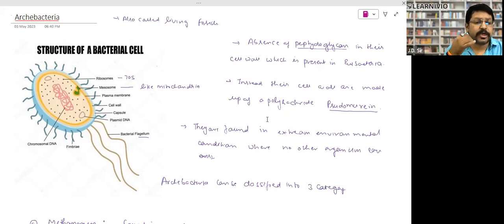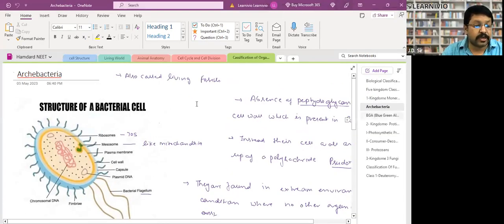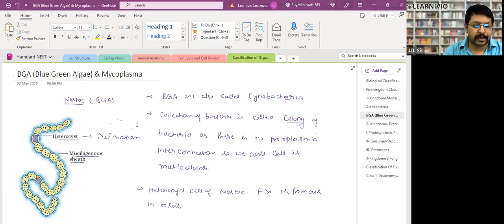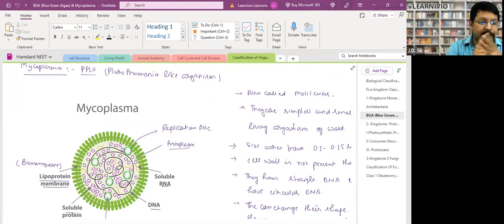So in Monera, we study the bacteria. We studied the archaebacteria. Then we study the blue-green algae. Blue-green algae are also called cyanobacteria, right? Their specialty is that they fix atmospheric nitrogen into soil. Means they capture the nitrogen of air and convert it to soil nitrogen, right? And the last organism is mycoplasma. This is the smallest organism of the world. It does not have a cell wall, right? So in kingdom Monera, we have studied bacteria, archaebacteria, blue-green algae, and mycoplasma. I will explain all these four in detail in some extra class, right?